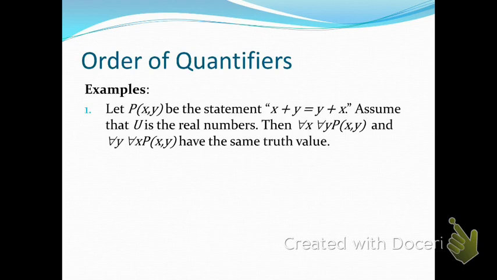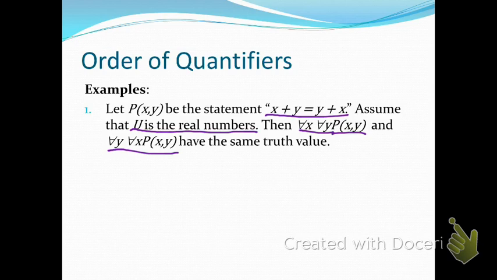So let's look at the order of quantifiers. Sometimes we have to be concerned about the order of the quantifiers to see if the statement is going to be true. If P of x, y is the statement x plus y is equal to y plus x, and U is all real numbers, then the statements for all x, for all y P of x, y, and for all y, for all x have the same truth value.